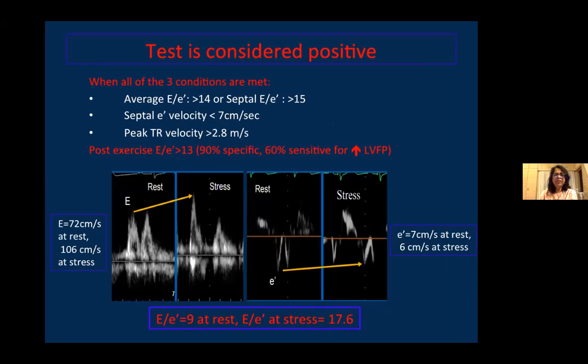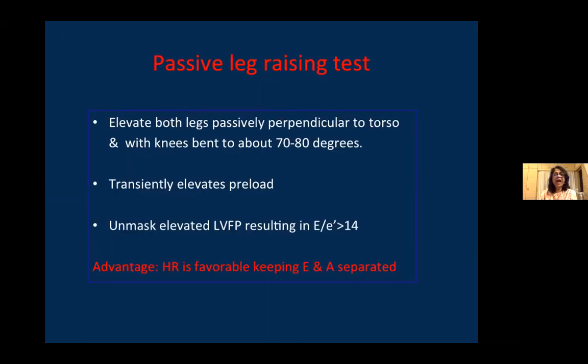However, if you don't have this, we can unmask the elevated LV filling pressure by passively raising the legs of the patient while doing the diastolic assessment in resting condition. So what we do, we elevate both the legs passively, perpendicular to the torso of the patient, with the knees bent at about 70 to 80 degrees, around 90 degrees. That will transiently elevate the preload of the patient, and then it will unmask the LV filling pressure, resulting in E by E prime more than 14.